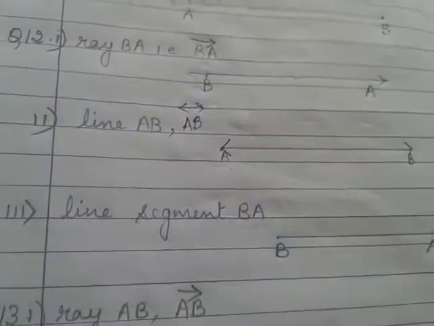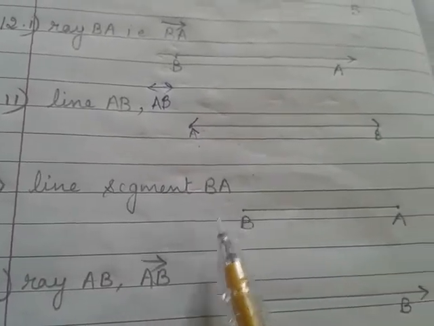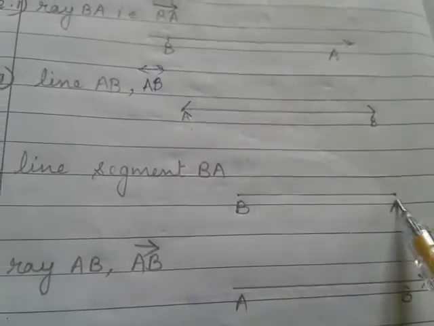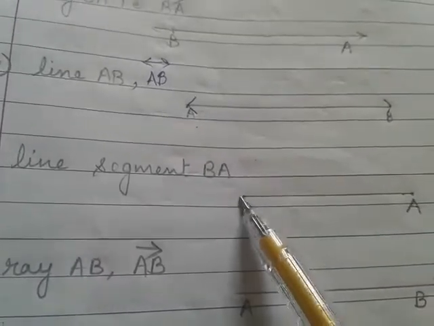Then line segment BA. So this is line segment BA. Both sides, two endpoints are there. Fixed length is there, so no arrows.